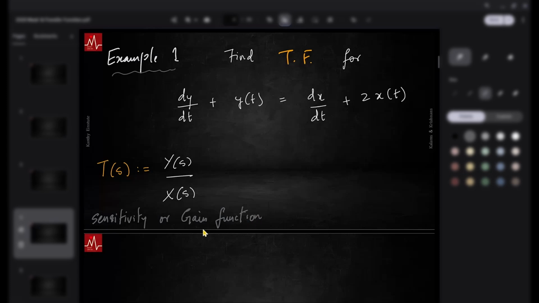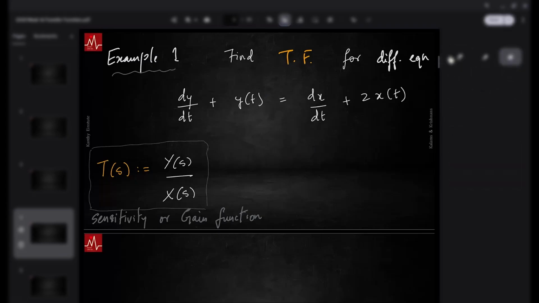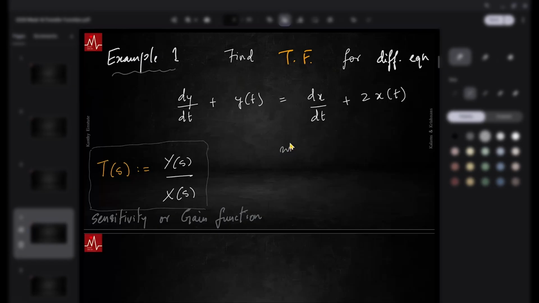Can you find the transfer function for this system, this differential equation? They can give initial conditions, but as far as the transfer function is concerned, initial conditions do not matter. If you give initial conditions for a transfer function, ignore them. Let's say 0. For the TF, ignore initial conditions.